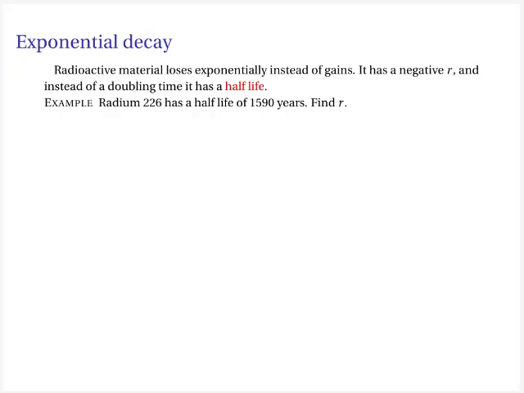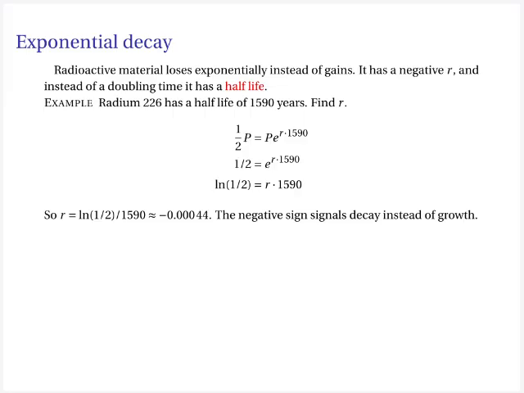Okay, so I wrote down, again, a person can memorize a formula, but I personally think it's easiest to remember Pert and use it for all the purposes. So you have half of P after 1,590 years. Cancel the P's, and again, the lesson of canceling the P's is that it doesn't matter what P is. You're going to get the same answer. You'll end up with r equals whatever it is at the end without P having any effect.